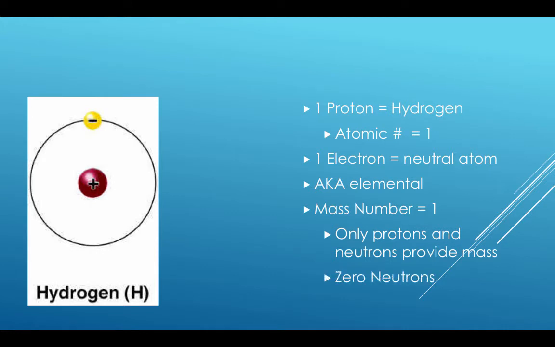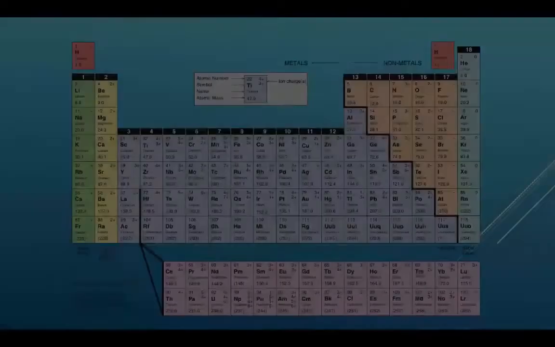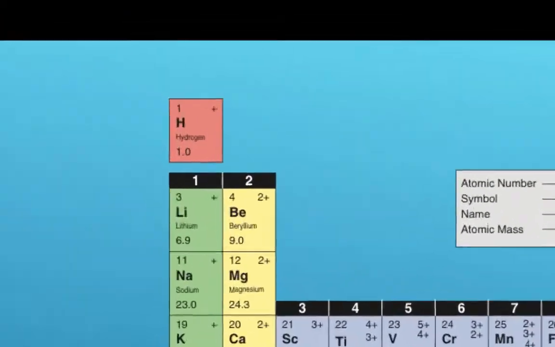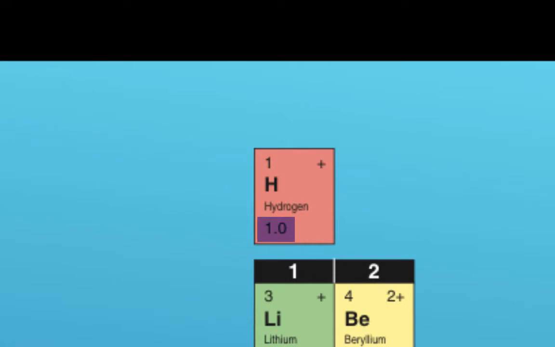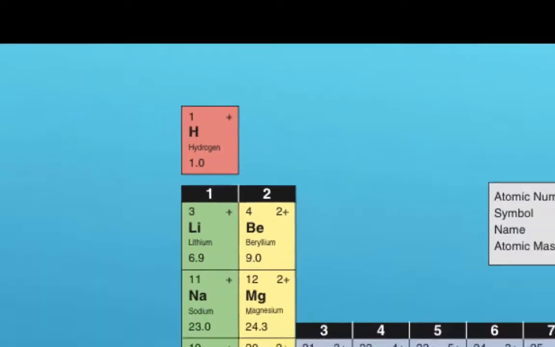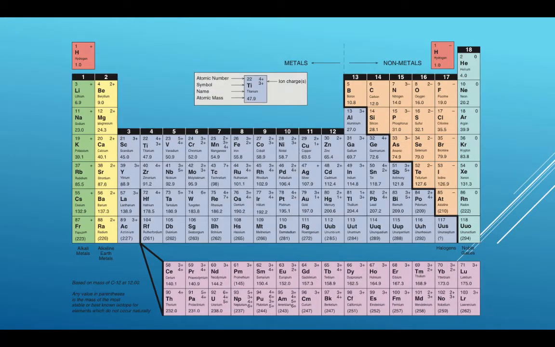Is this the most common mass for hydrogen? If we look at the periodic table, we can see the atomic mass of hydrogen is 1.0. This is the weighted average of all the hydrogens in the world. So yes, this is the most common mass for hydrogen.